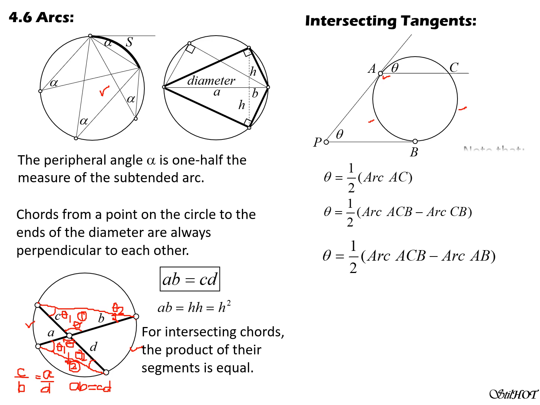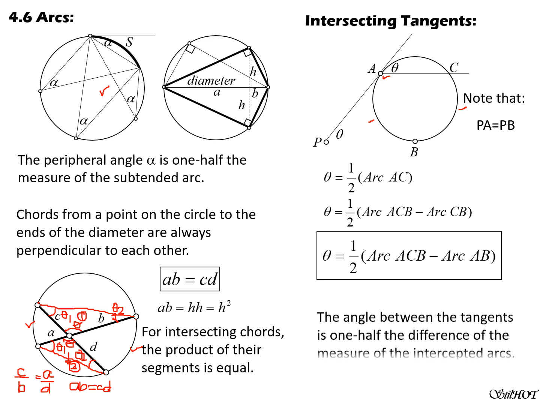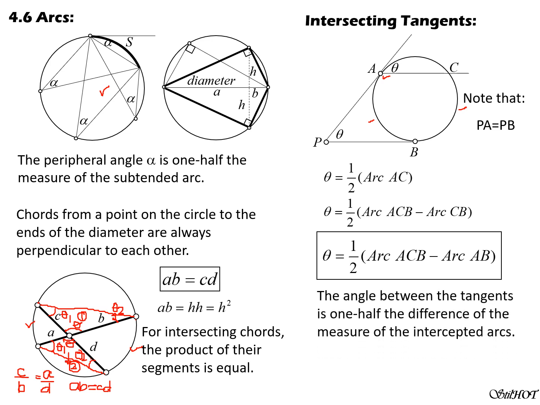So the measure of theta is 1/2 of the measure of the angles occupied by those arcs, the major arc and the smaller arc. So that's the statement: the angle between the tangents is 1/2 the difference of the measure of the intersected arcs. That would be expressed in degrees. And take note that the sum of the subtended arcs is 360 degrees, but that's the difference, not the sum. So let's continue that on the next slide.